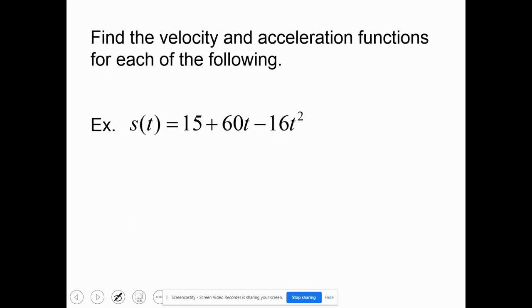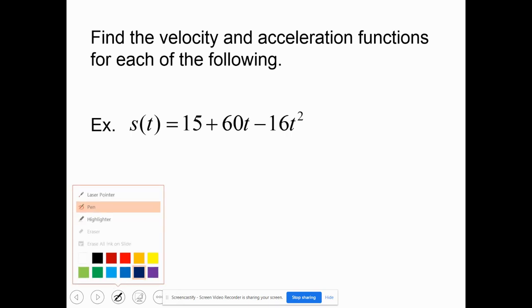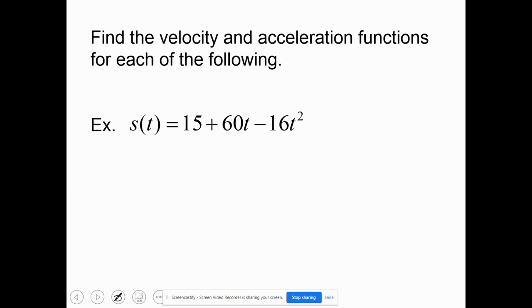All right, so let's find some position, velocity, and acceleration functions. All right, so today, this is all I want you to do. And then in the next lesson, we'll actually talk about how we can use this to help us solve. Okay, here's my position function. I would like to know velocity, and I would like to know acceleration.